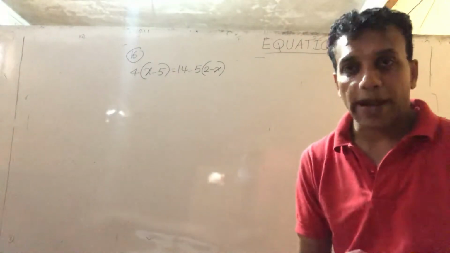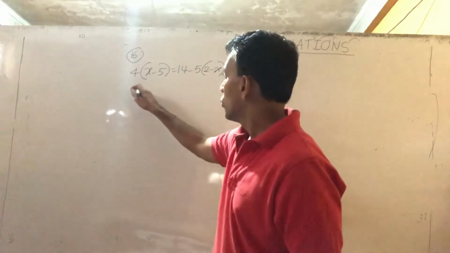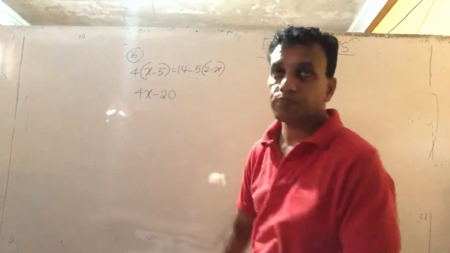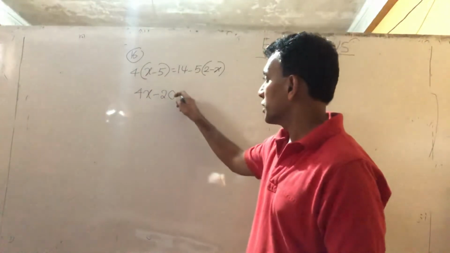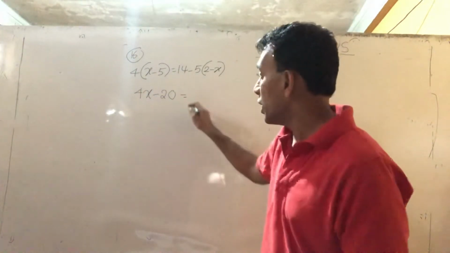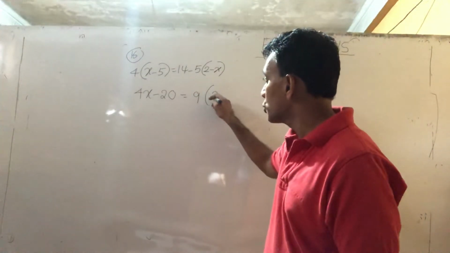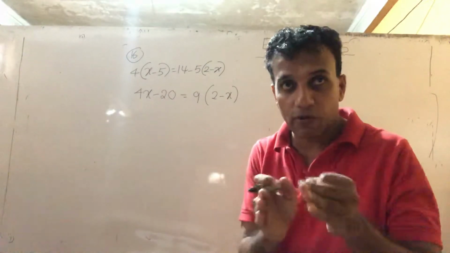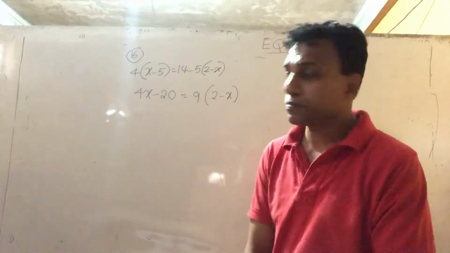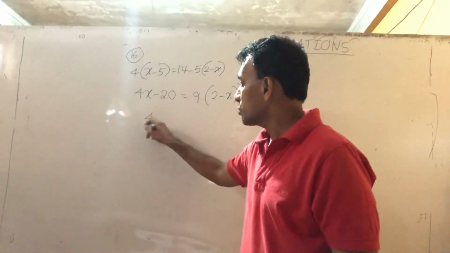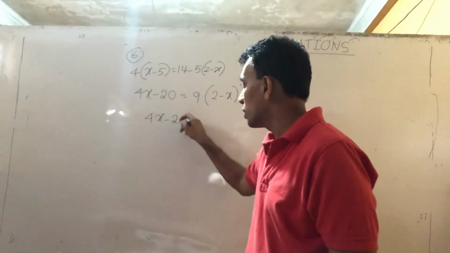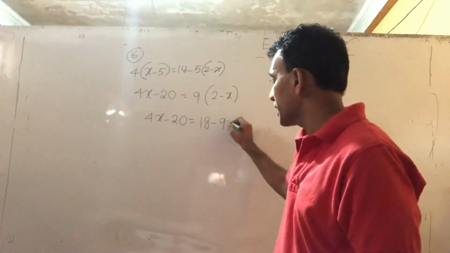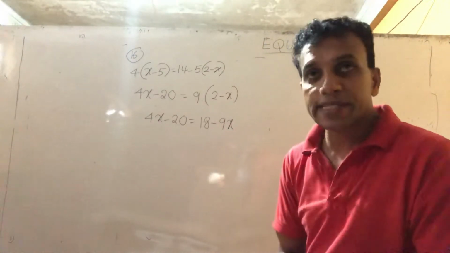So we remove the bracket step by step. Multiply 4x minus 20. Okay, and here what? 14 minus 5, 9. 2 minus x. Properly watch my video from the beginning to end. You have to continue the video. So 4x minus 20 equal, now multiply 9, 18 minus 9x. Now you can shuffle and find the x answer, okay?